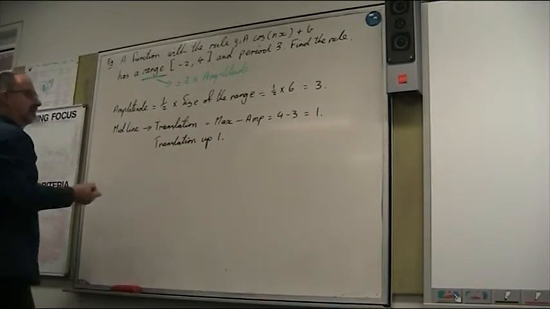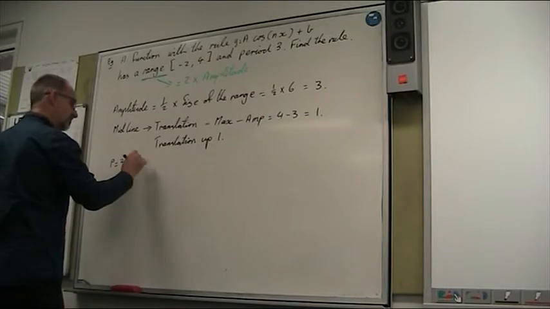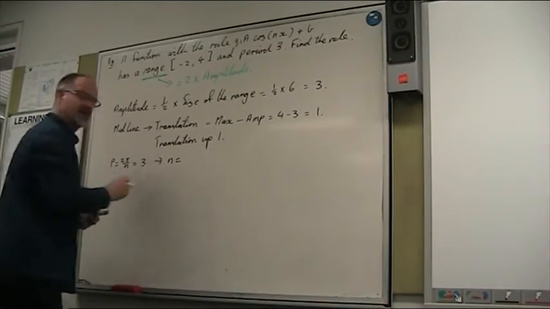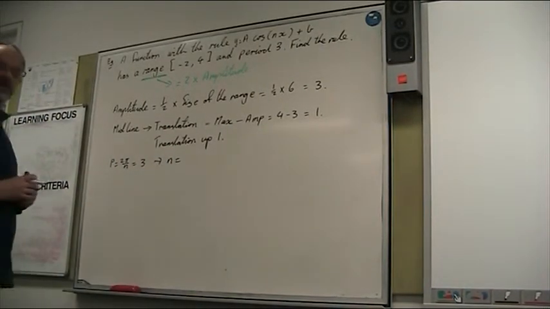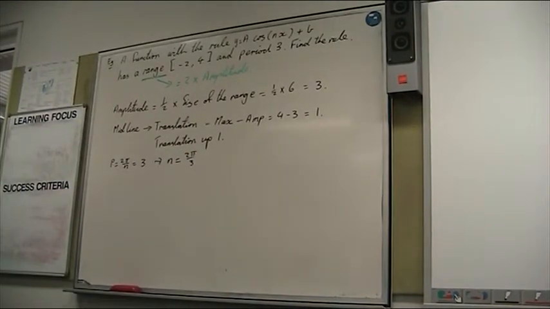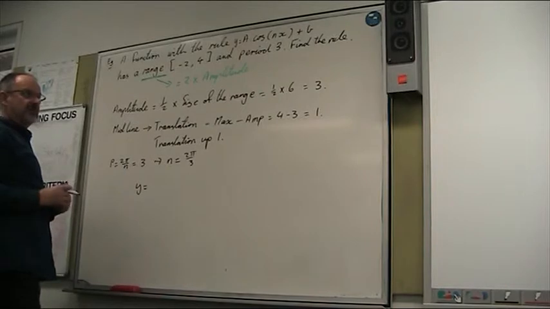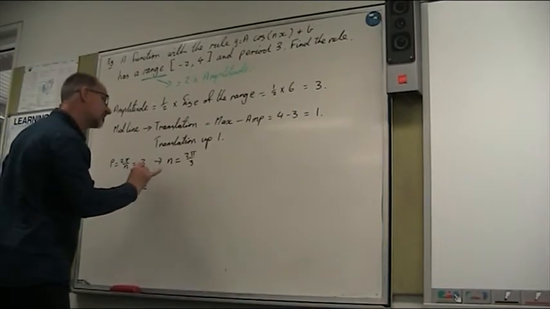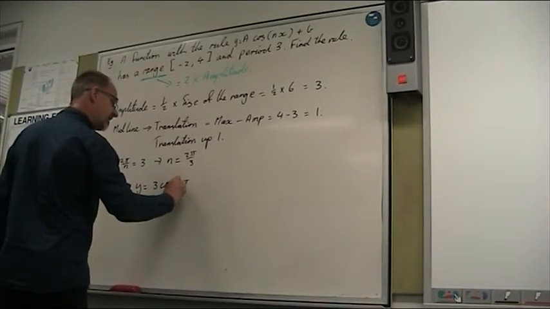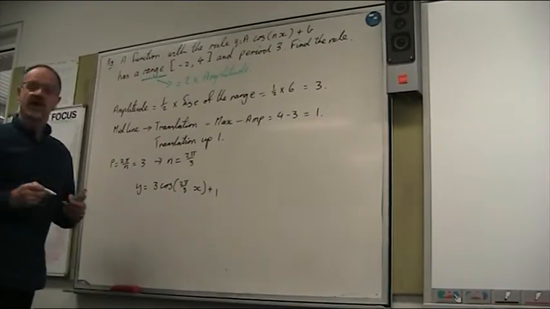All right, the other thing we need to know is about period. And period we know is 2 pi on n, and we're told it's 3. So when we rearrange that, n would be 2 pi on 3. So, y equals, how many times cos? 3 cos 2 pi on 3 x plus 1.